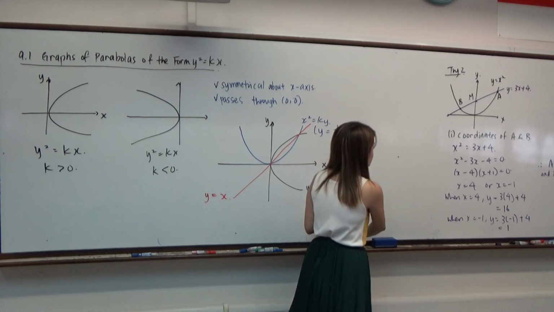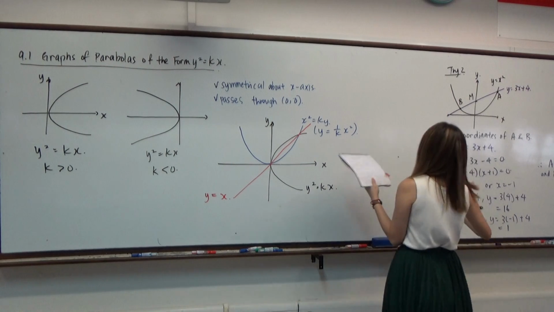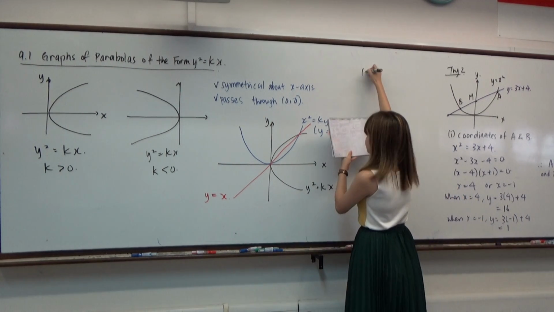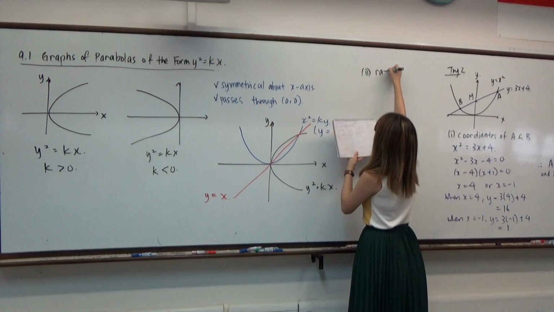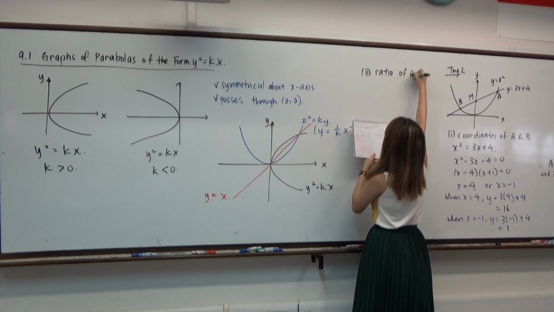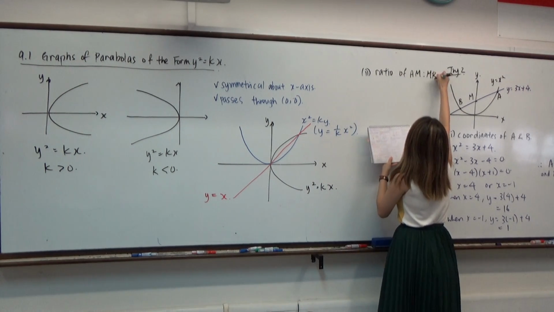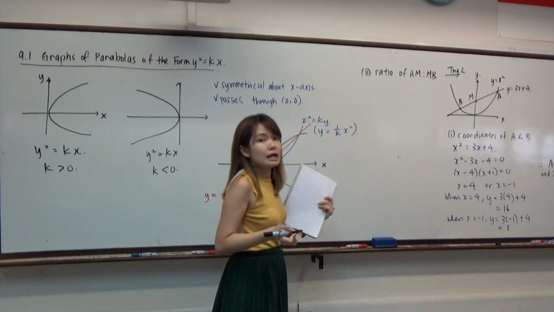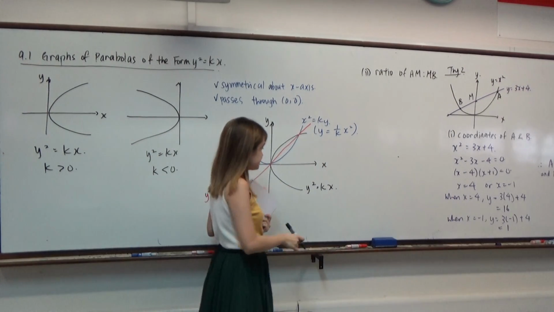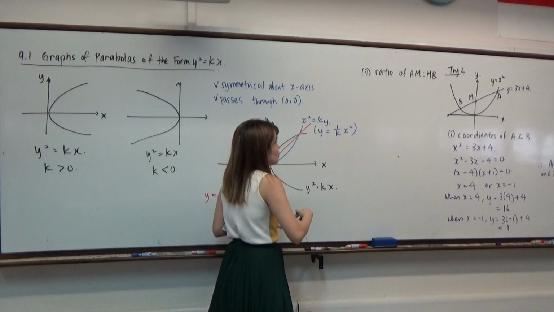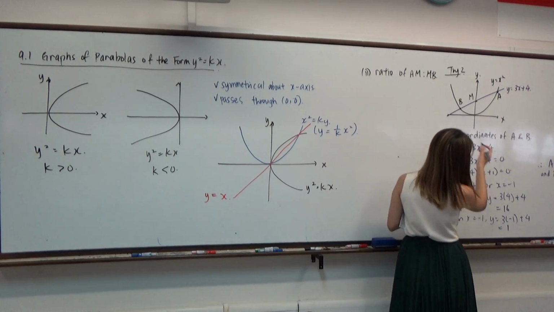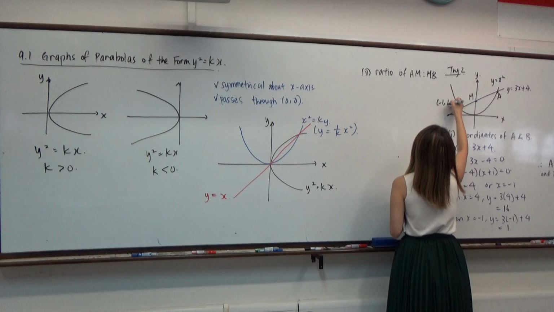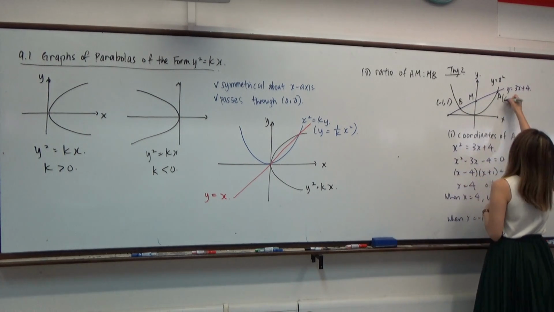Okay, then after that in part 2, we want to find the ratio of AM to BM. Okay, how should we go about doing that? We have already found the coordinates. Let me just put that in. Negative 1, 1. And then this is 4, 16.